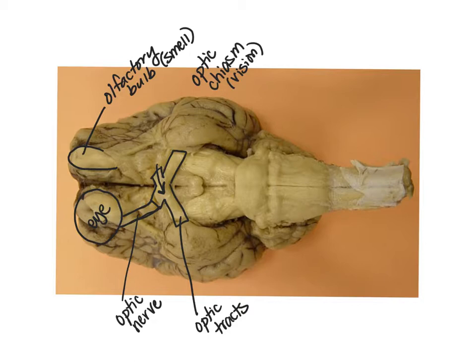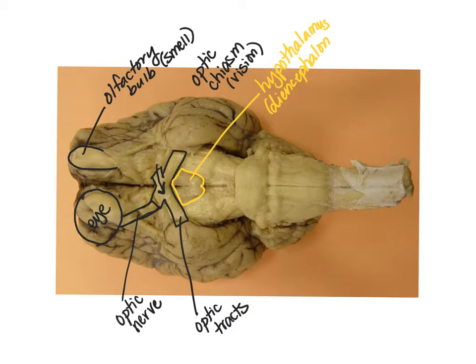So moving posterior from the optic chiasm, the first structure I want to point out is the hypothalamus. So this area right here is known as the hypothalamus. And it is part of the diencephalon. The other parts of the diencephalon we can't see from this view, but on a later picture we're going to take a look at a sagittal cut of the brain, and we'll be able to see the other parts of the diencephalon by looking at it from inside the brain.